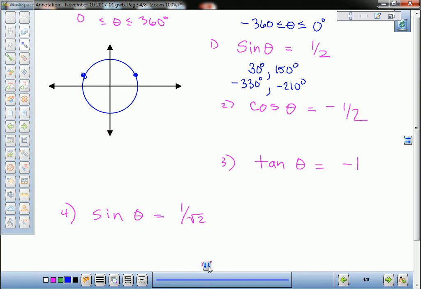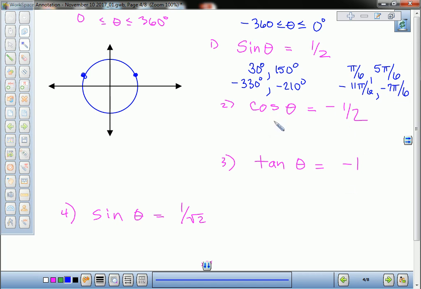On Monday, to give you a little bit of preview, all we're doing is adding in the radian measures. What radian measure is equivalent to 30 degrees? 1/6 pi. Very good. What radian measure is equivalent to 150 degrees? 5/6 pi. Very good. What radian measure is equivalent to negative 330? Negative 11 over 6. Good. What radian measure is equivalent to negative 210? Negative 7 over 6. Excellent.